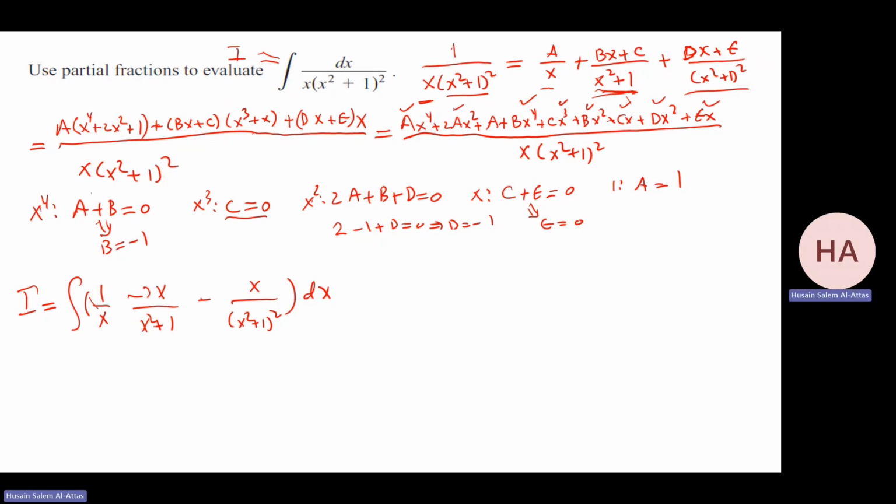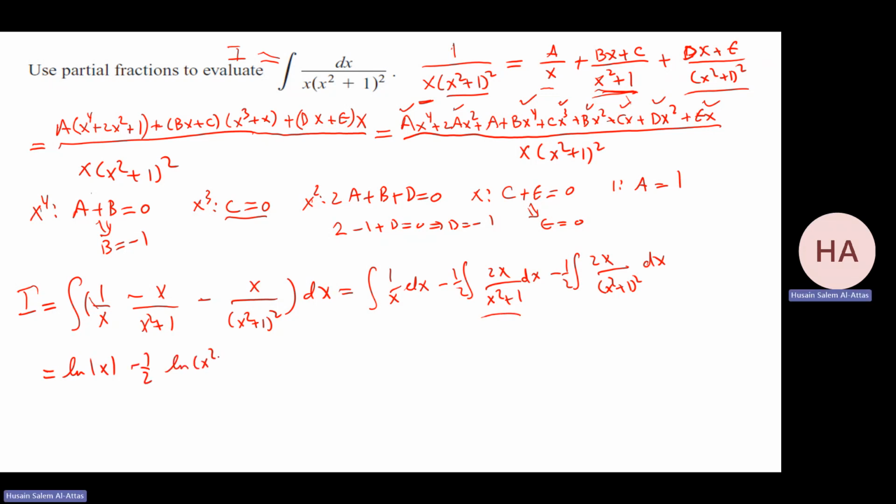Okay. So this is 2. And I need half. Let me do it 1 by 1. 1 over x dx. This is easy. This is minus. I have half 2x over x squared plus 1 dx. Same thing. I need half 2x over x squared plus 1 dx. So I have what? I have the absolute value of x. This one du minus half ln x squared plus 1.